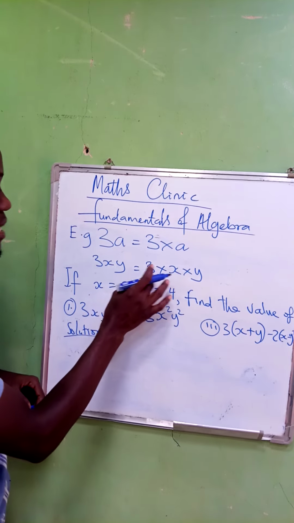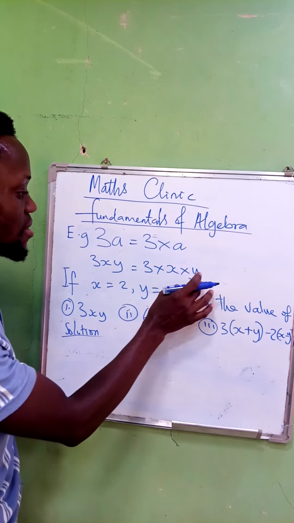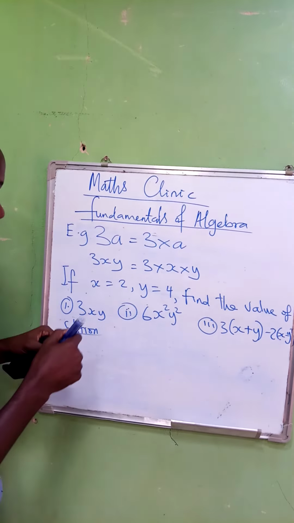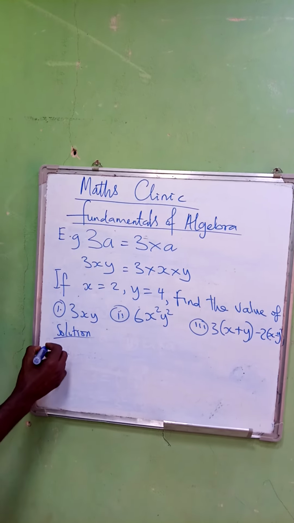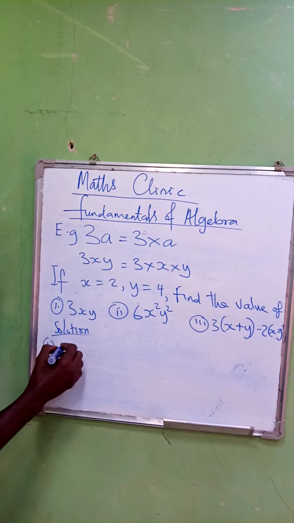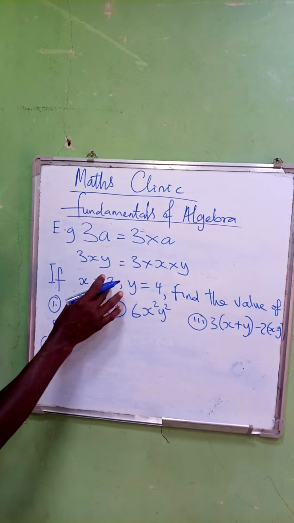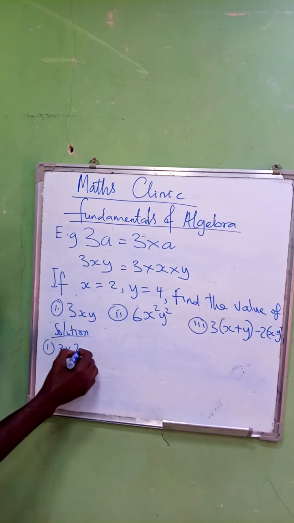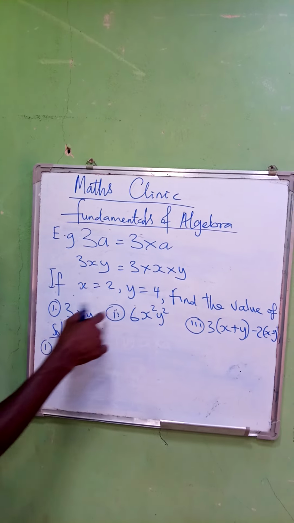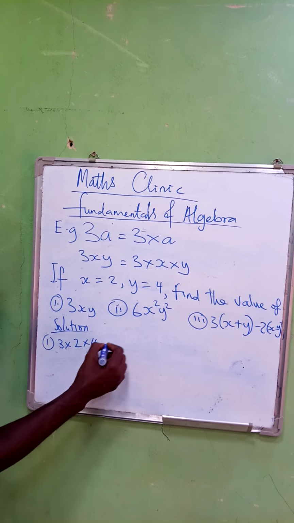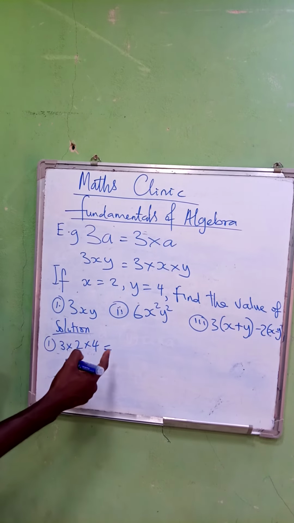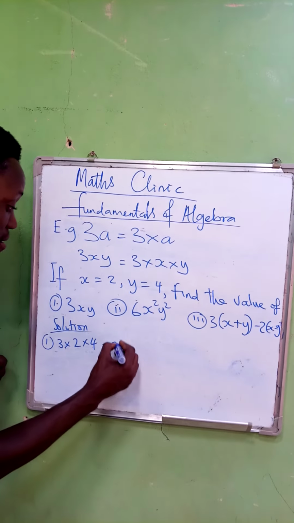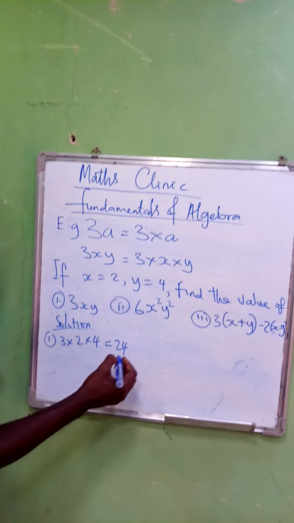3xy, as indicated, means 3 times x times y. Now if we are given the value of x to be 2, y to be 4, then the value of 3xy will be 3 times the value of x, which is 2, times the value of y, which is 4. And that will give us what? 3 times 2, 6. 6 times 4 will give us 24. That is the answer for that.